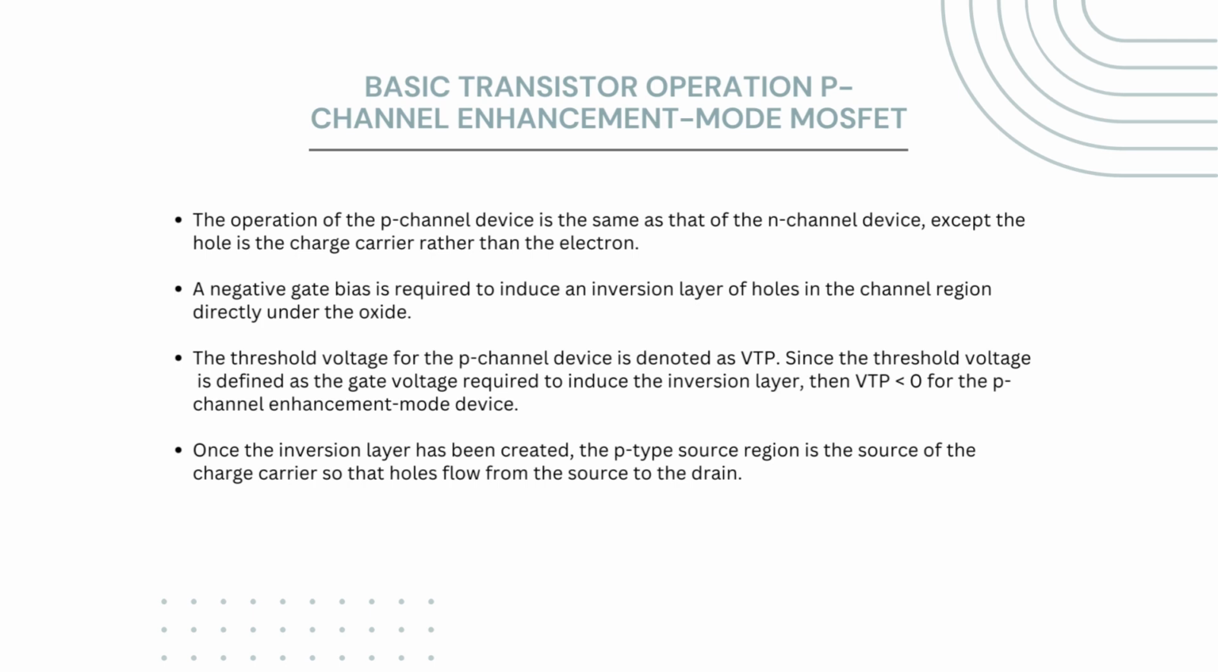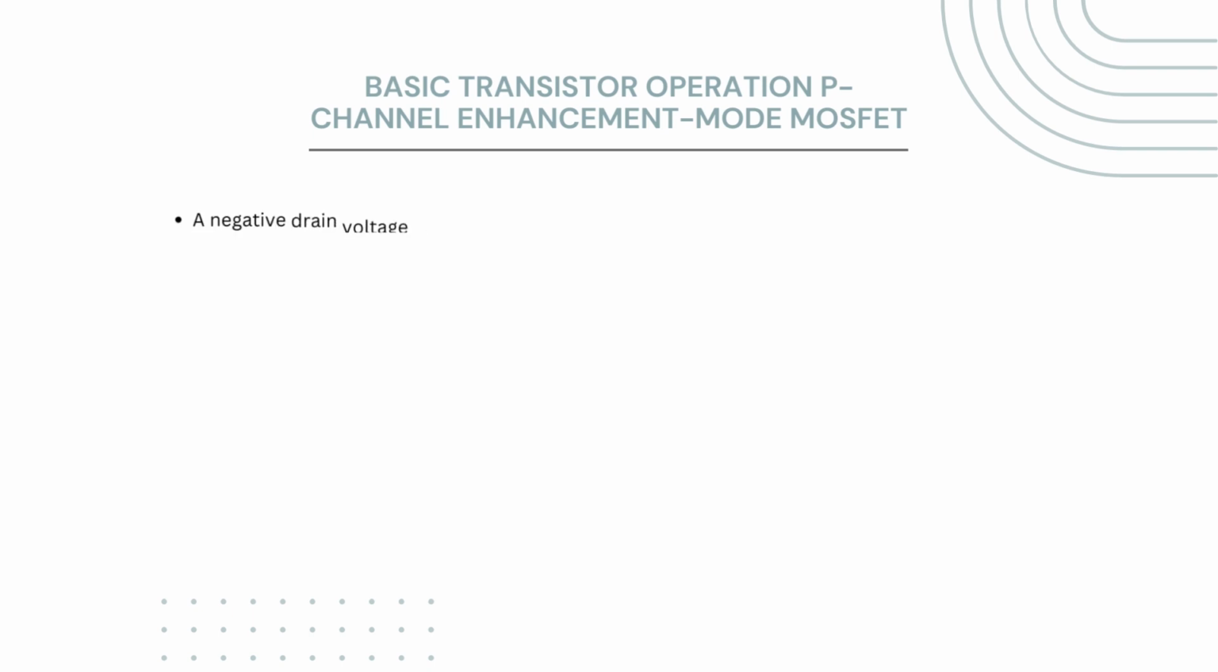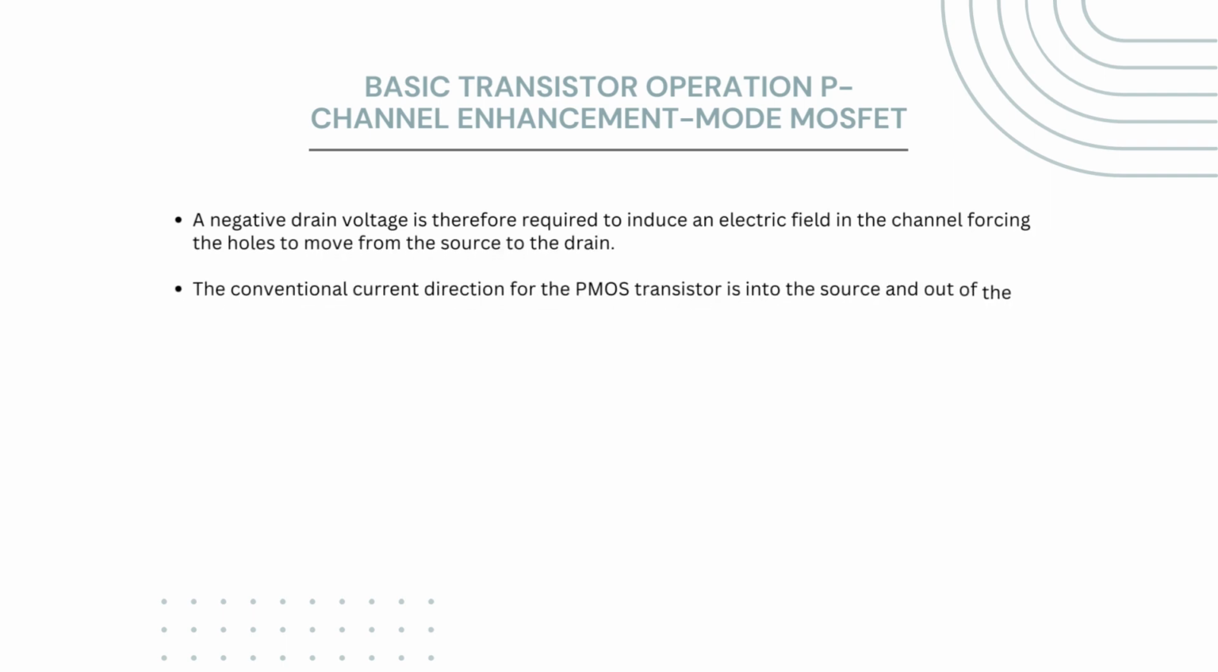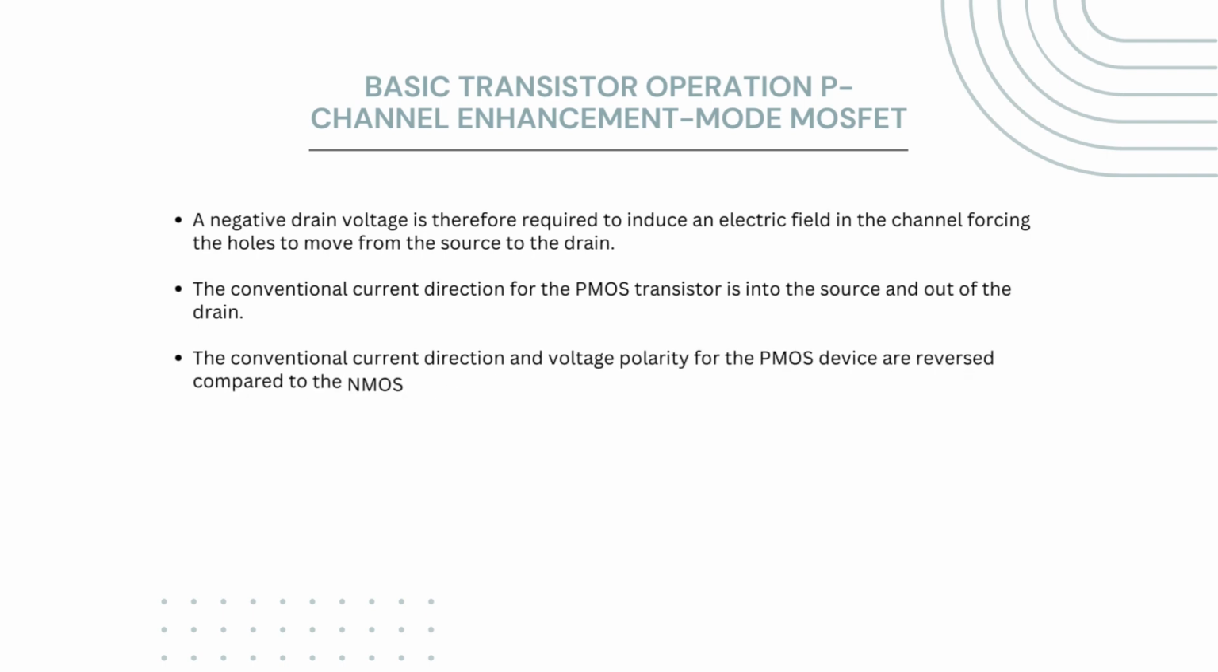Once the inversion layer has been created, the p-type source region is the source of the charge carrier, so that holes flow from the source to the drain. A negative drain voltage is therefore required to induce an electric field in the channel, forcing the holes to move from the source to the drain. The conventional current direction for the PMOS transistor is into the source and out to the drain. The conventional current direction and the voltage polarity of a PMOS device are reversed as compared to the NMOS device.